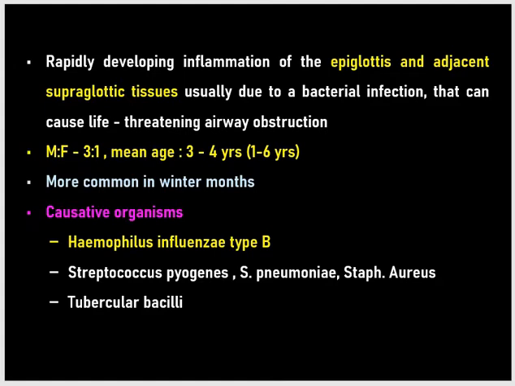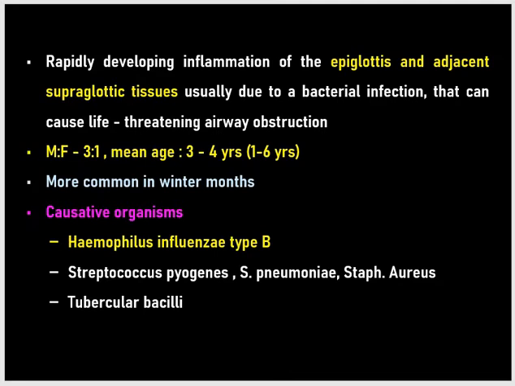The postulated theory for epiglottitis happening in 3 to 4 year old children is that previous exposure to H. influenzae leads to a type 3 Arthus reaction, and that leads to acute epiglottitis or rapidly developing airway obstruction. It is more common in winter months. As you know, all the viral infections are common in winter months.